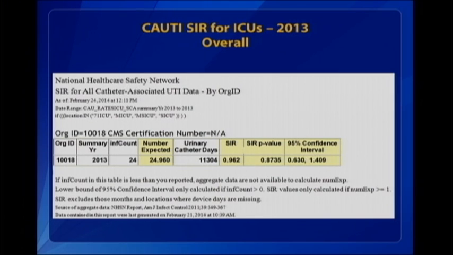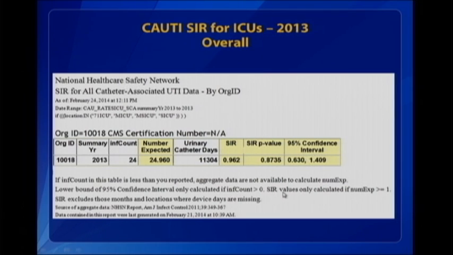We also say that the lower bound of a 95% confidence interval is only calculated if the infection count is greater than 0. And that's because the lower bound cannot be less than 0. You can't have an SIR that is less than 0. So we actually set that to missing. So if we had 0 infections here, this 0.630 would actually look like just a period, and then we would have our upper bound. We could assume that it would be 0, but statistically, we just don't have a number that's produced.